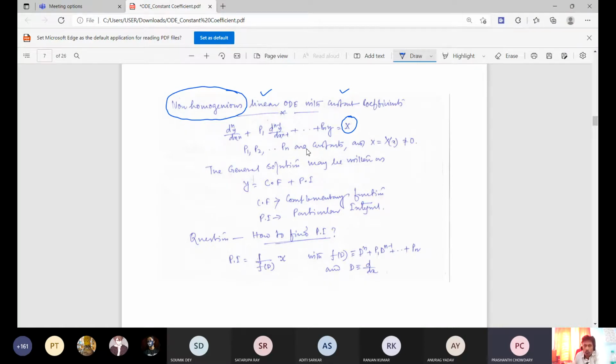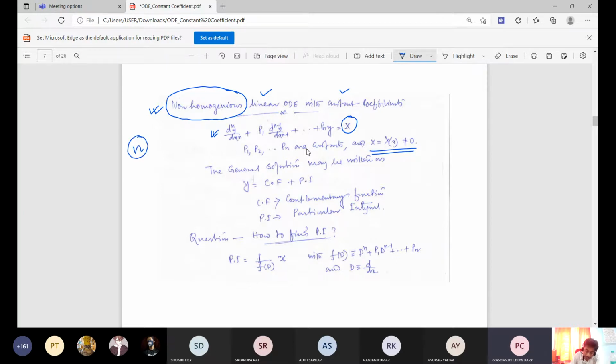Okay. So we will discuss now how to find the general solution of this kind of non-homogeneous linear ODE with constant coefficients. So the right hand side is non-zero. Let's say we have an nth order differential equation. So in the general solution there must be n number of constants.